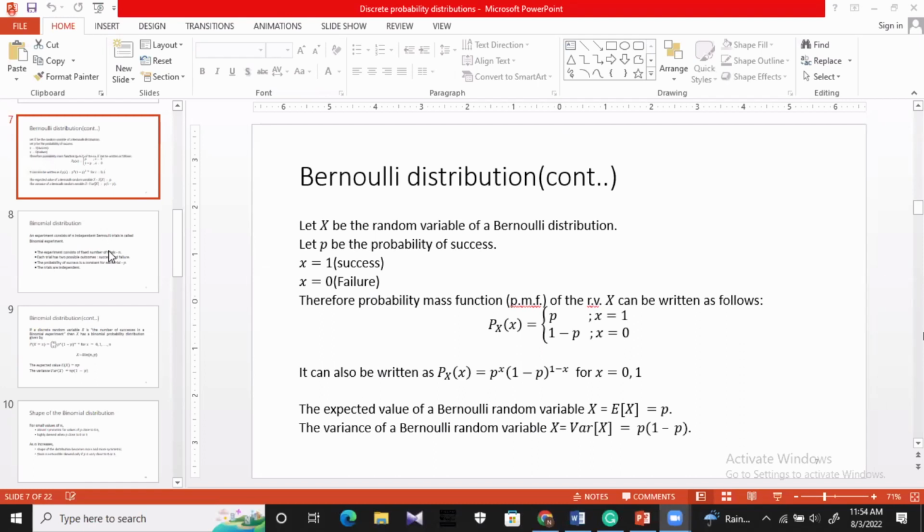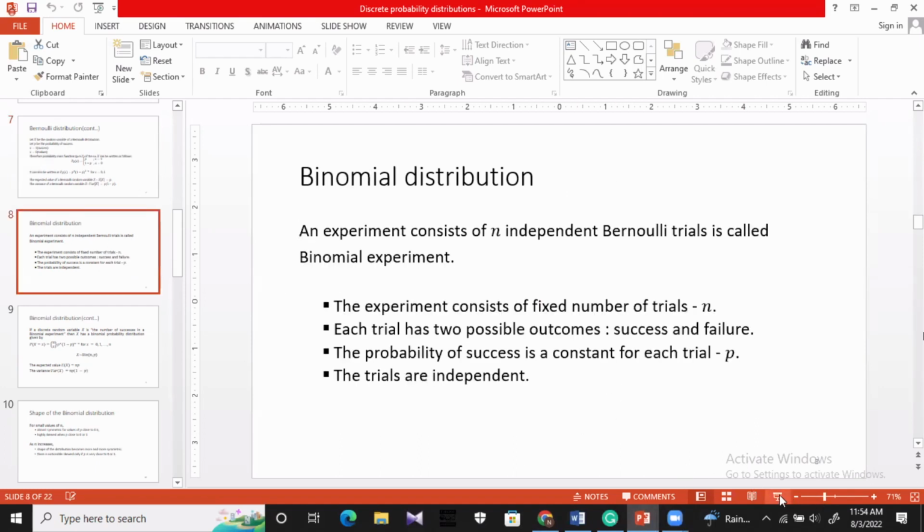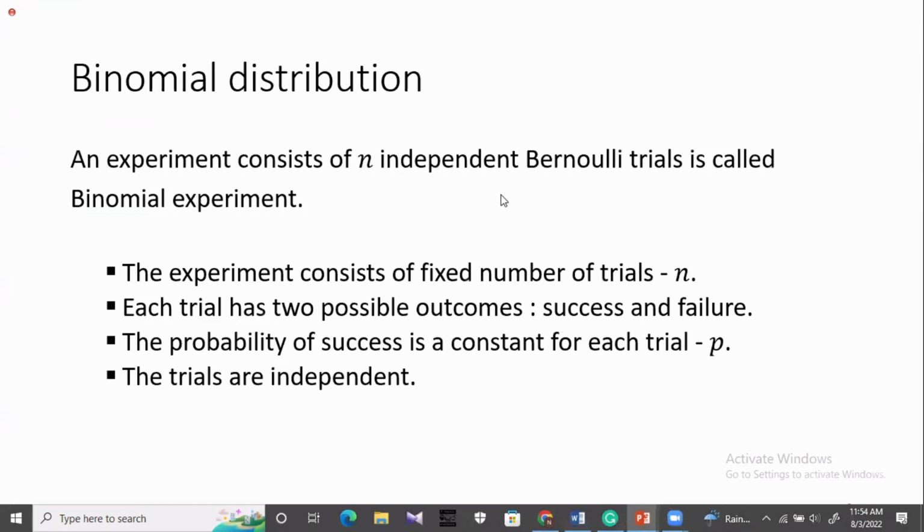Yeah, I will give you just an introduction about binomial distribution. We will do binomial distribution tomorrow as well. But let's do this. Binomial distribution. An experiment consists of n independent Bernoulli trials is called binomial experiment.